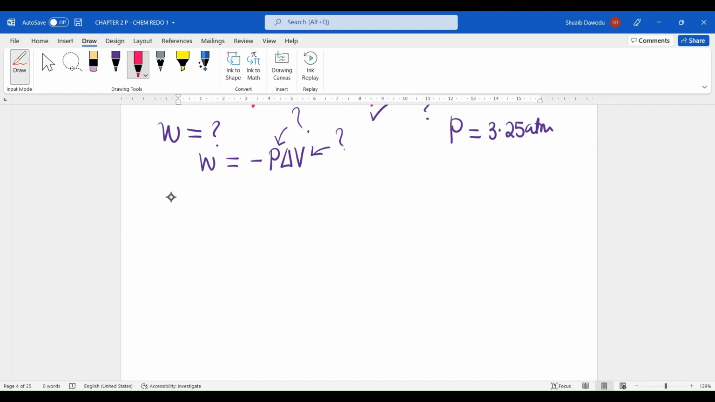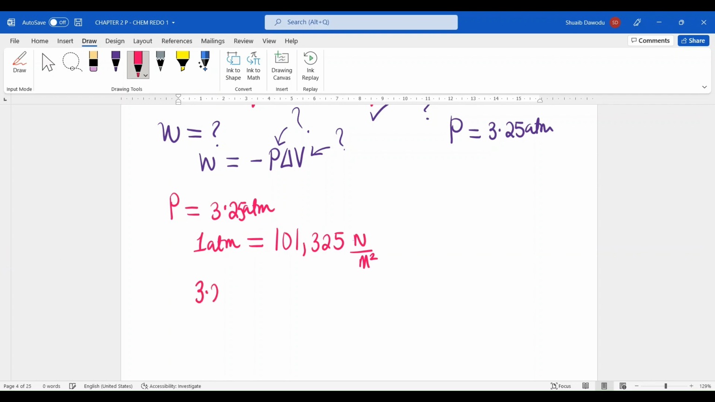So we have pressure, again, is 3.25 atmosphere. We have to remember that 1 atmosphere, if you remember your pressure unit conversions, it's not going to be hard for you, is equivalent to 101,325 Newton per meter squared. So this is just the standard information. Then 3.25 atmosphere is going to give you what? X. So let's simply cross multiply.